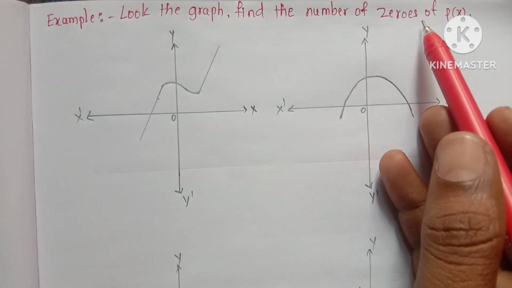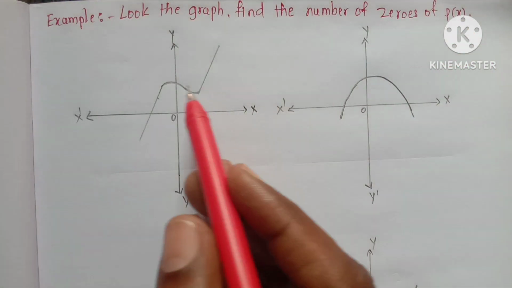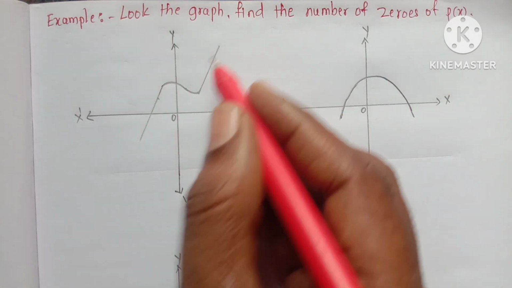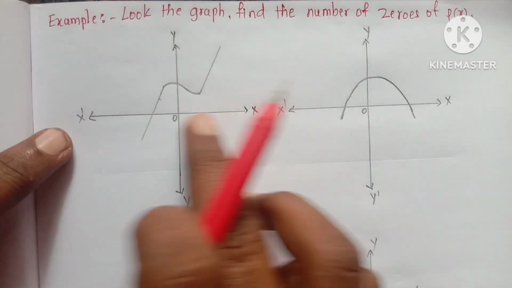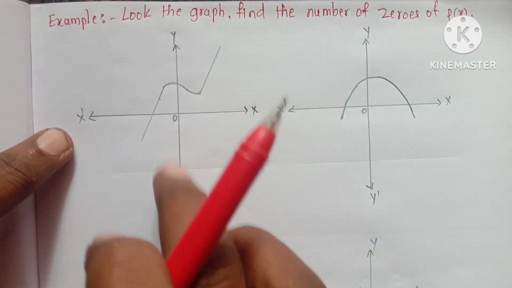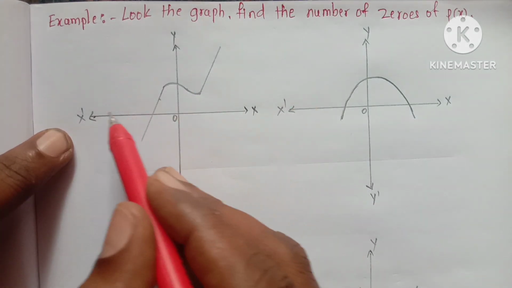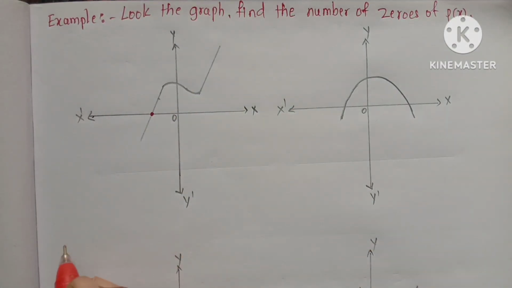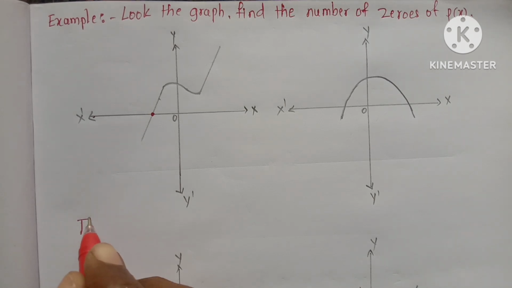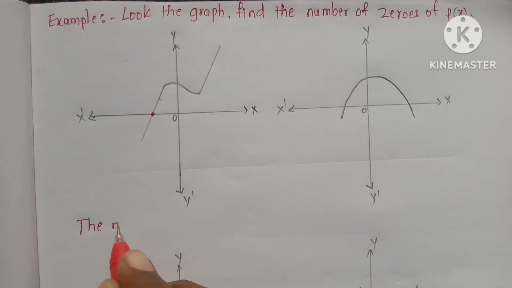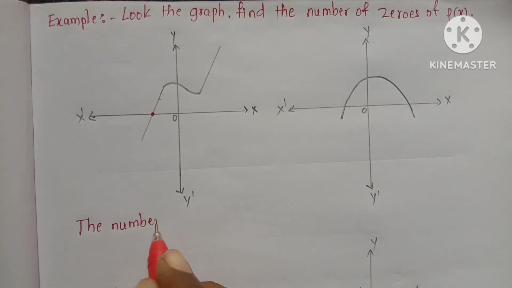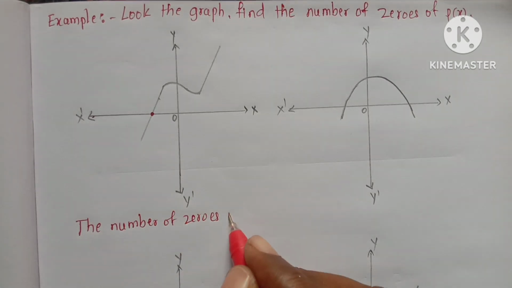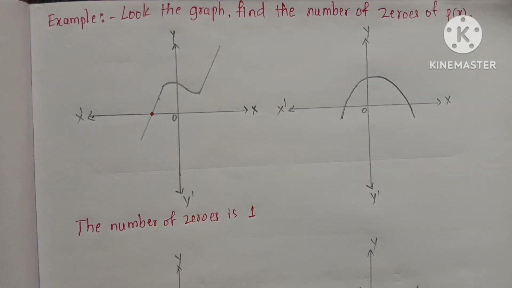Look at the graph and find the number of zeros of p of x. Observe this first drawing. See here, the line crosses the x-axis at one point only. Here we have to consider only the x-axis, not the y-axis. That point is the only point crossed on the x-axis. That's why the number of zeros is 1 only. The answer is 1.